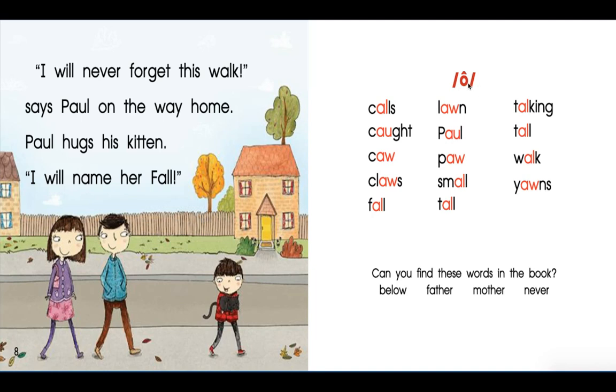So here are all of the ah sound words that were in our story. Remember, the ah sound can be spelled A-L, A-U-G-H, A-W, and A-U. We have the words calls, caught, caw, claws, fall, lawn, paw, small, tall, talking, walking, yawns.